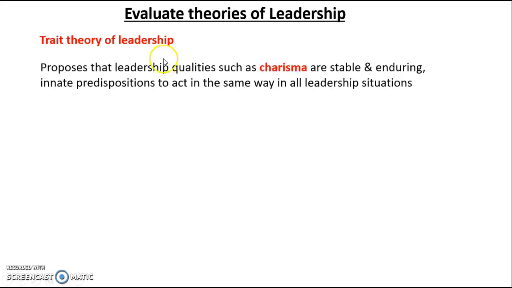So leadership then, the trait theory of leadership proposes that leadership qualities such as charisma, really important, you differentiate between personality and aggression, are stable and enduring innate predispositions to act in the same way in all leadership situations. Now, the way you make this different is remember that it's not just about stable and enduring and innate. It's about innate, but it's particularly focused on a gender here, if you can remember.